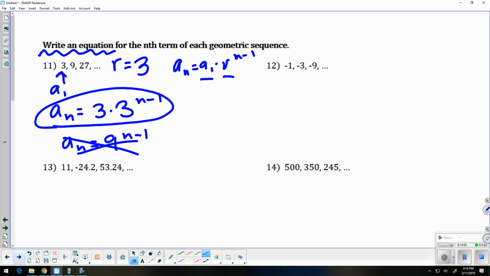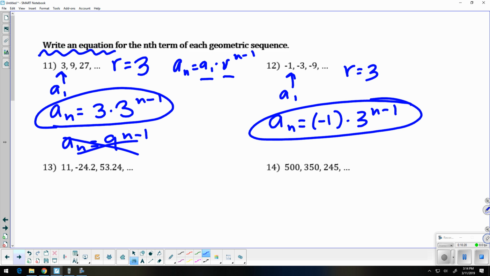So same thing for number 12. We have a sub 1. It's obviously negative 1. You could figure out what r is. Looks like r is 3 again. We're just multiplying by 3 each time, so plugging those two items in to find any term, you're just doing negative 1 times 3 to the n minus 1. And there you go.